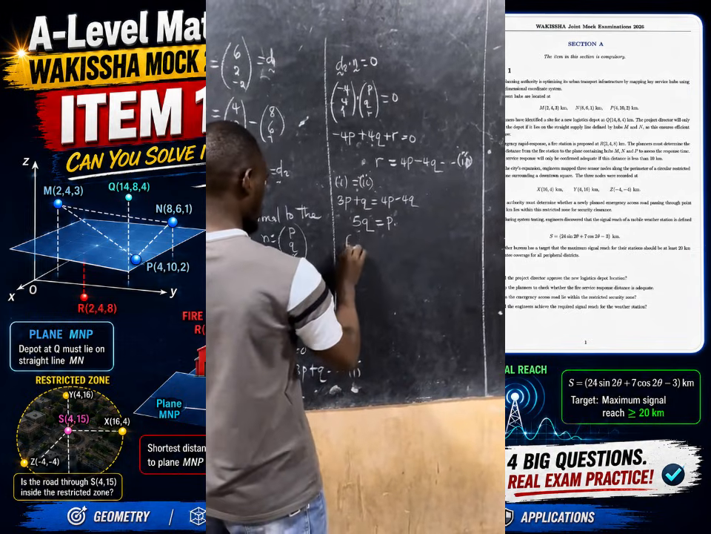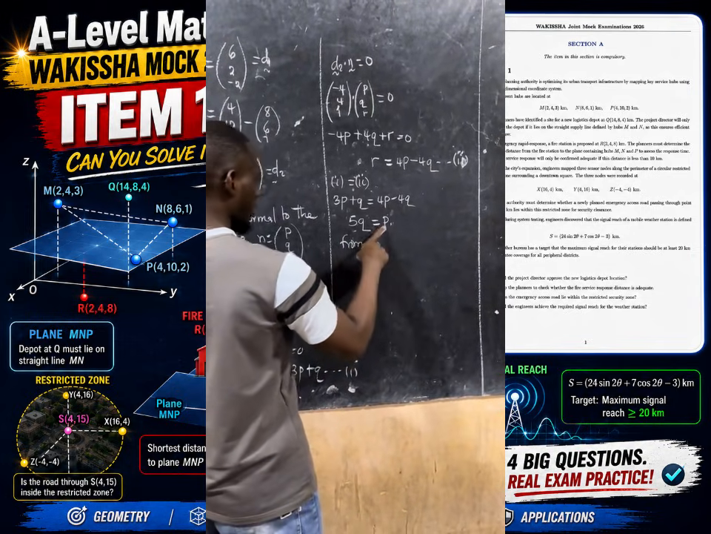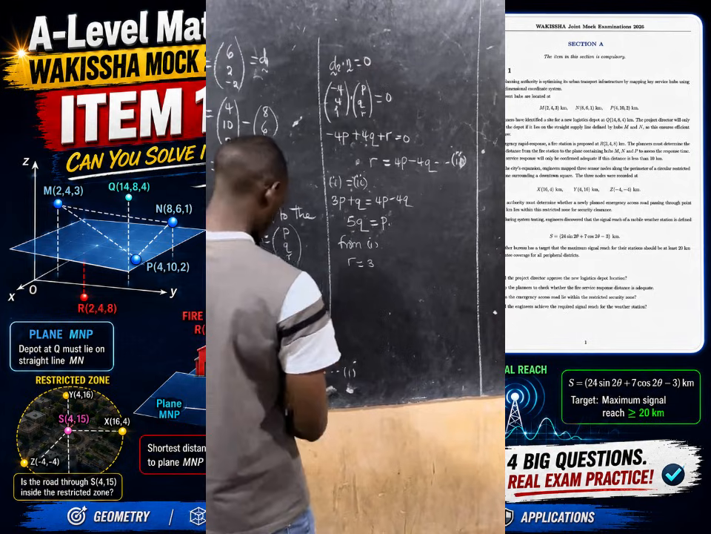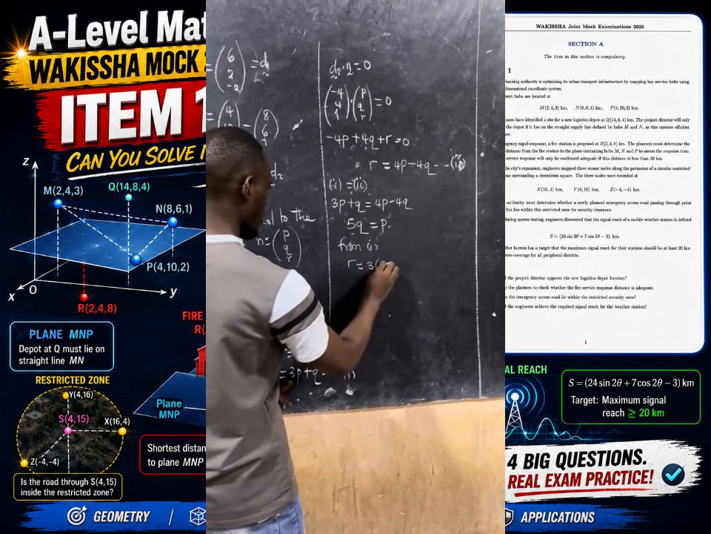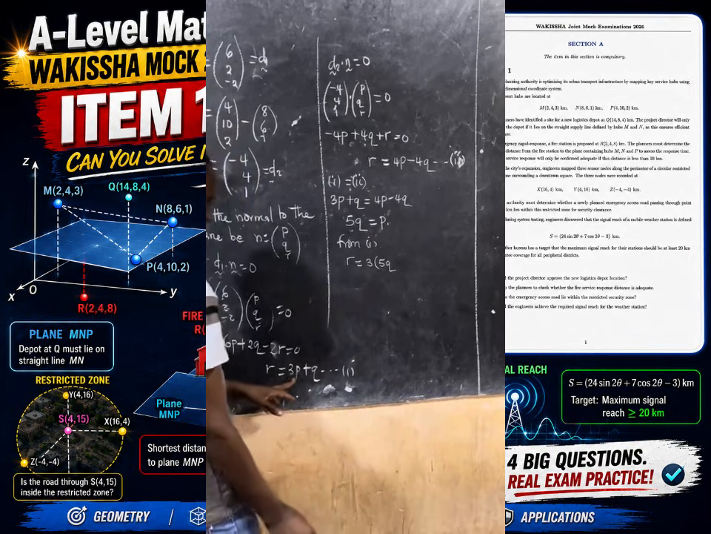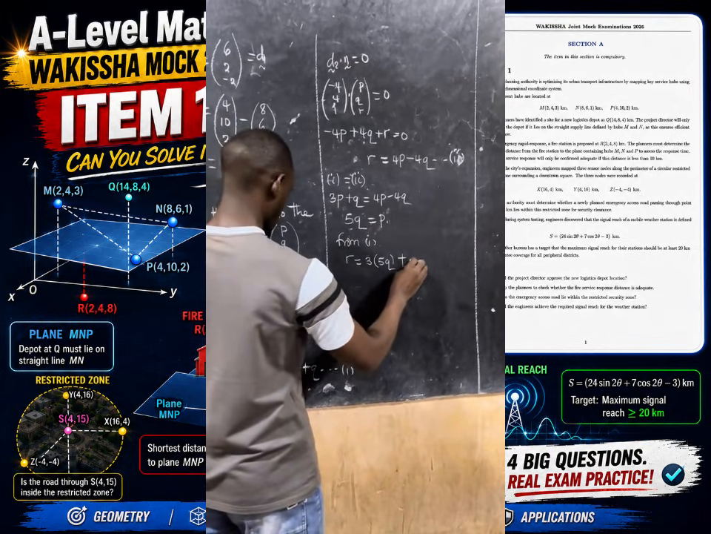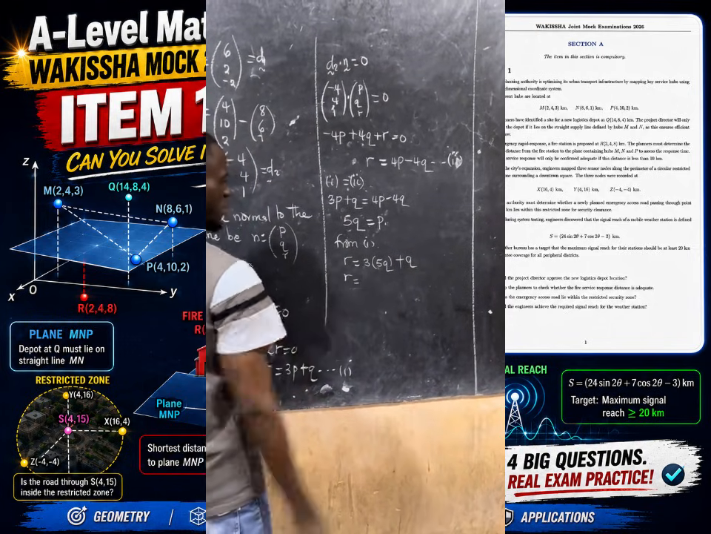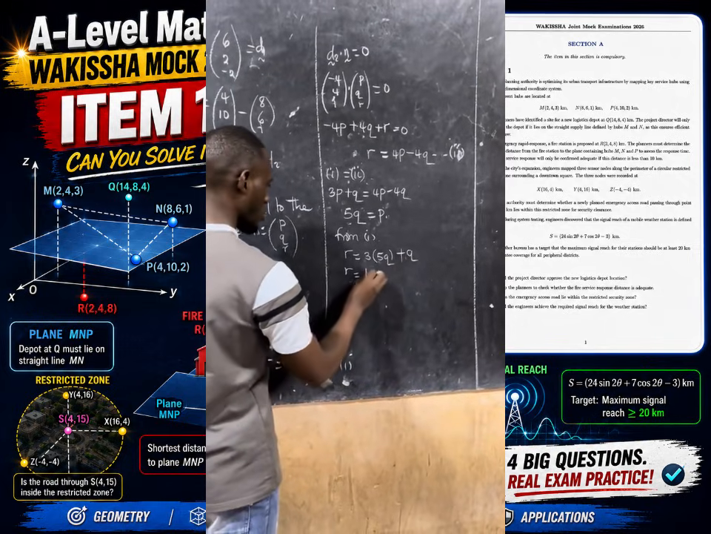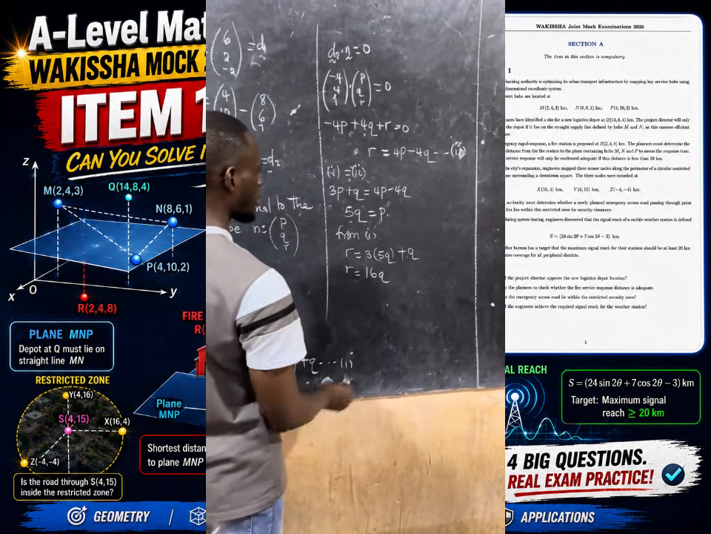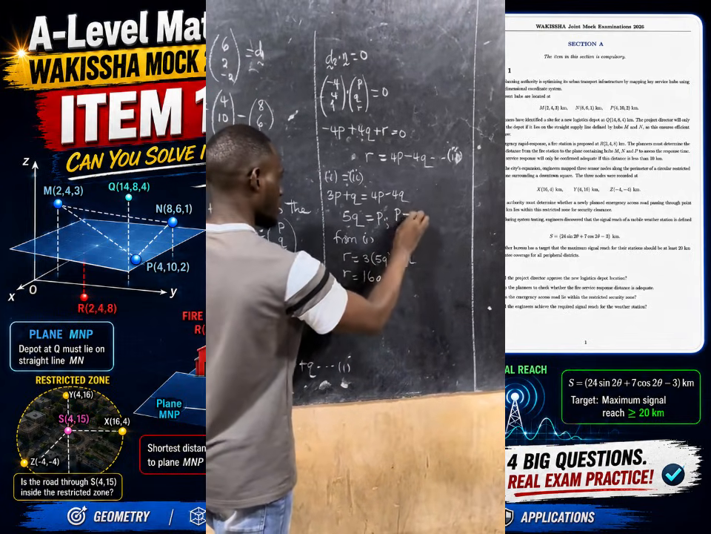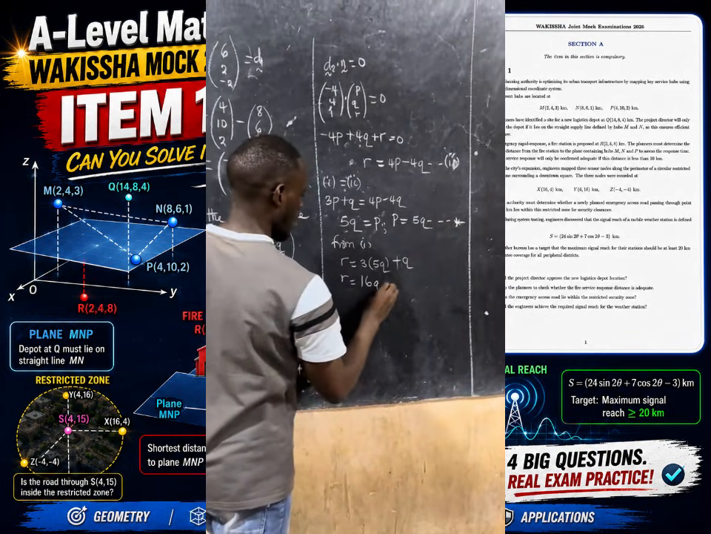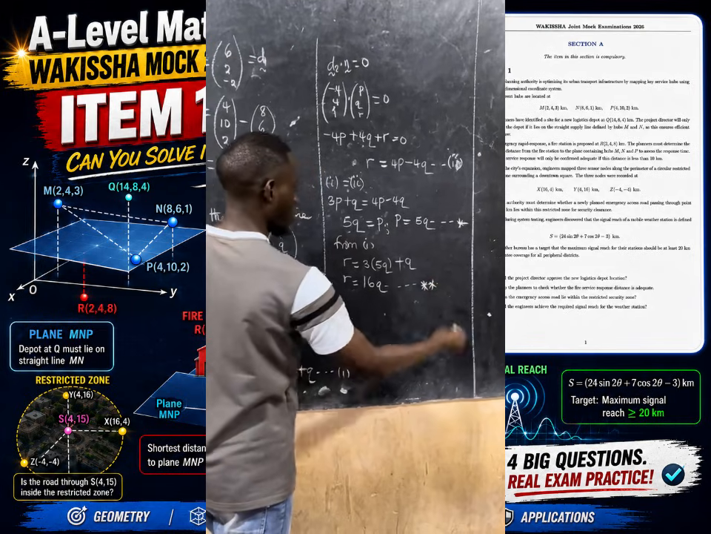After getting P equal to 5Q, go to equation 1 or equation 2. From equation 1, wherever there is P, I put the value of P. R is equal to 3 times 5Q, plus Q. So R is 15Q plus Q, which is 16Q. Now you find that I have established P in terms of Q. Let me call this star. Then I've also established R in terms of Q.